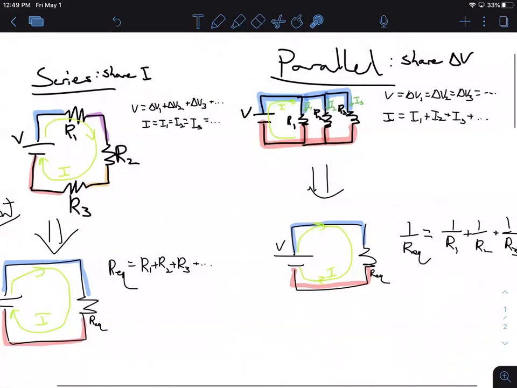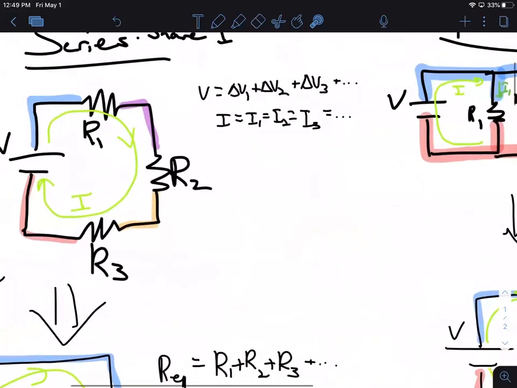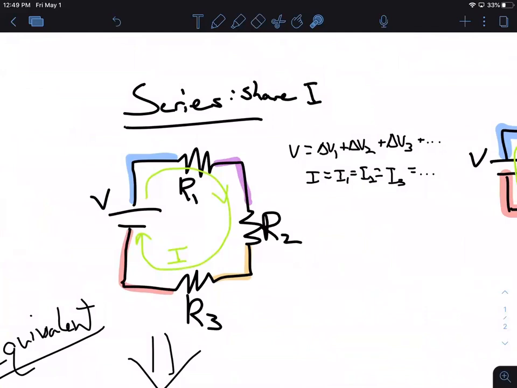Then we have series versus parallel resistors. Resistors are in series if they all share the same current. So if they're all part of the same loop, they will have the same current. So these three resistors here are in series because the current is unbroken. There are no junctions or breaks or splits. So they share a current.